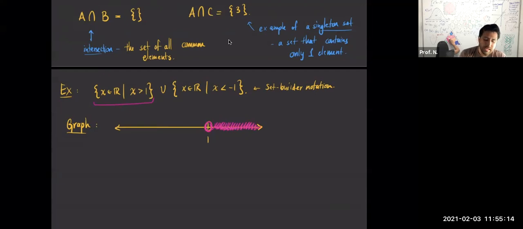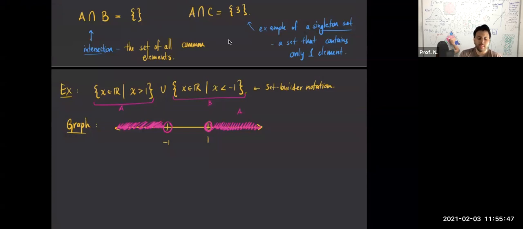You can call this A, for example, my set A. And then what's my next set? Call it B. That's going to be everything to the left of -1. And again, I don't include either the -1 or the +1 because they're both open circles. So that's it. That is the union.